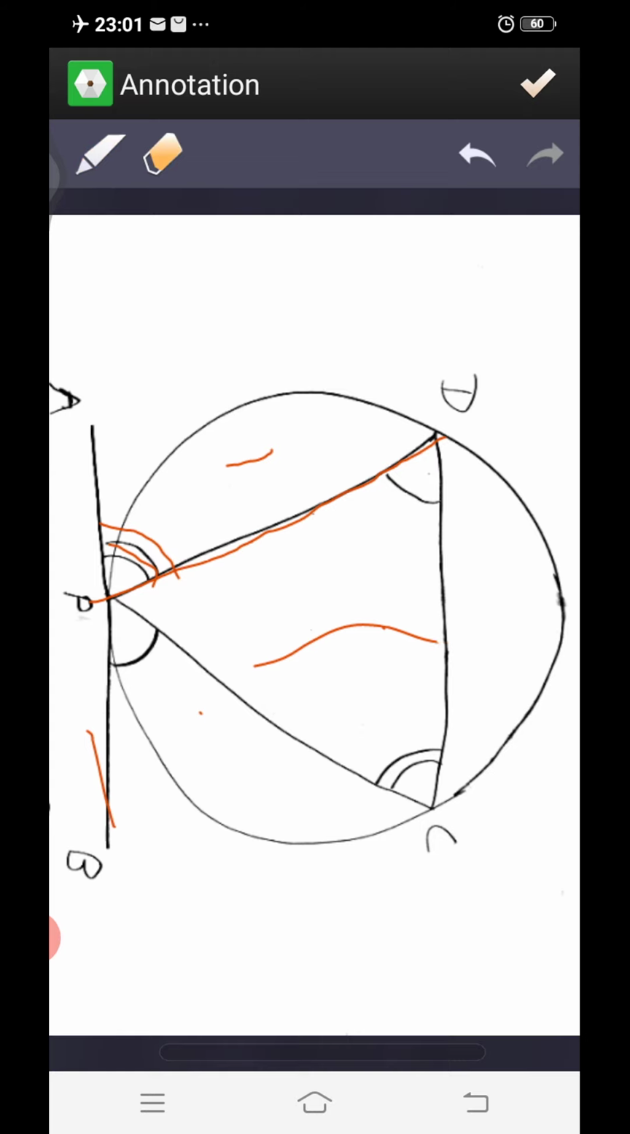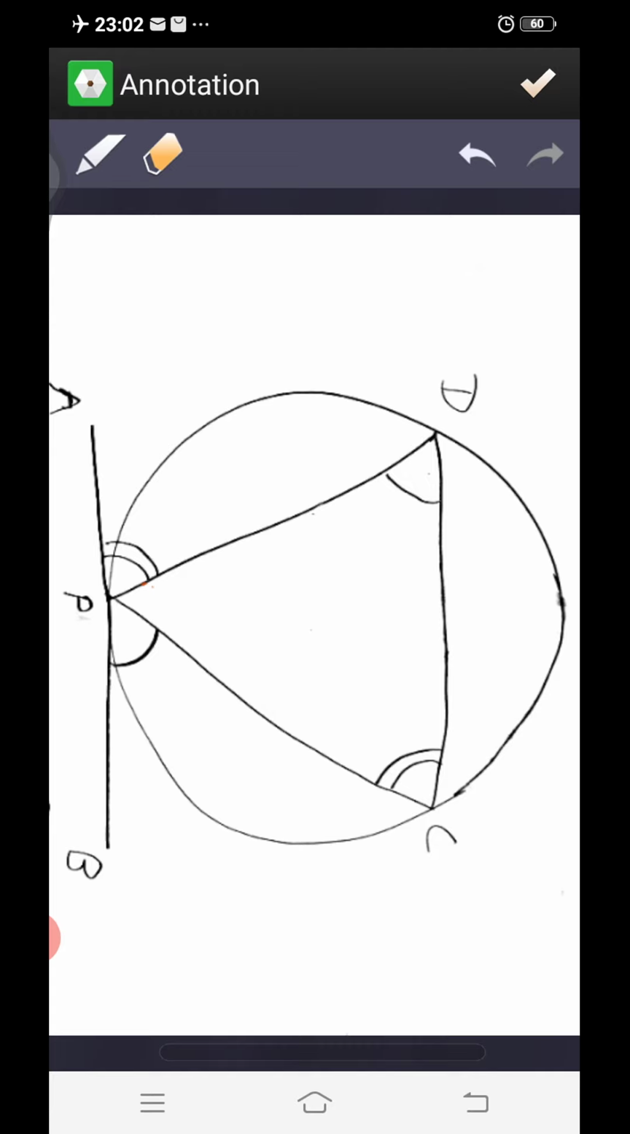Then this segment will be called alternate segment. Similarly, we can take it from this side also. If this chord is given, then this one will be the alternate segment of this one. So we have to see the first property, that is angle of alternate segment.